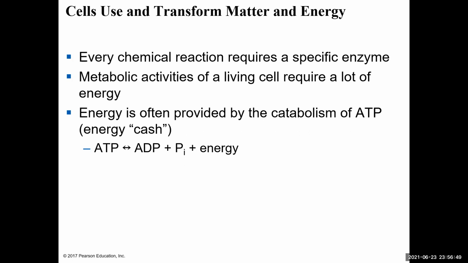And so every chemical reaction that happens in our body requires a specific enzyme, a specific protein to work and to function. And these metabolic activities also require a lot of energy. So that means our bodies need a lot of proteins to make the enzymes, and we also need a lot of ATP for the energy that those cellular reactions or those cellular processes need in order to function. And so energy in our bodies and our cells is often used in the form of ATP.